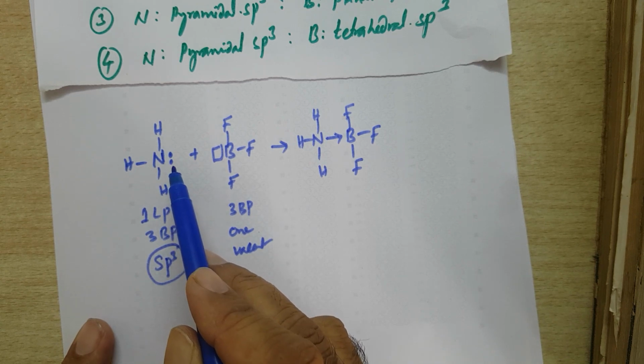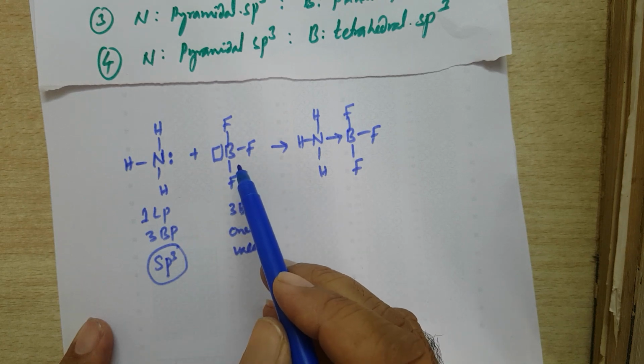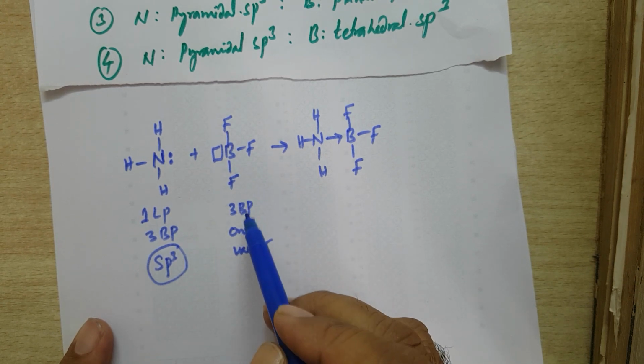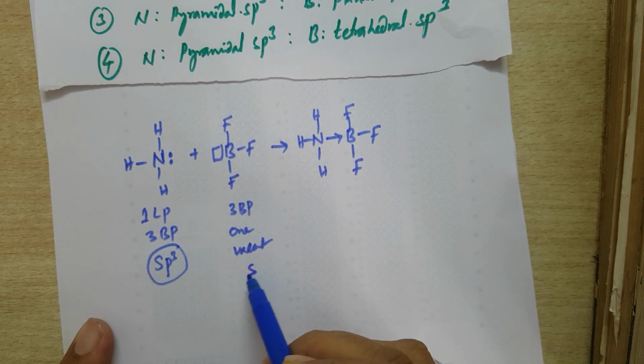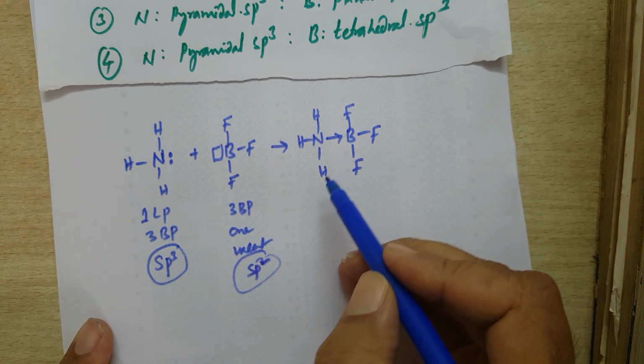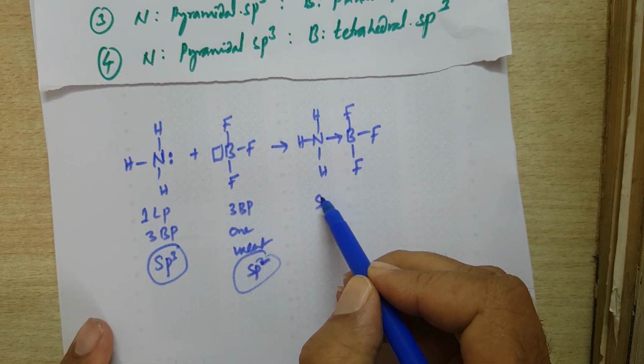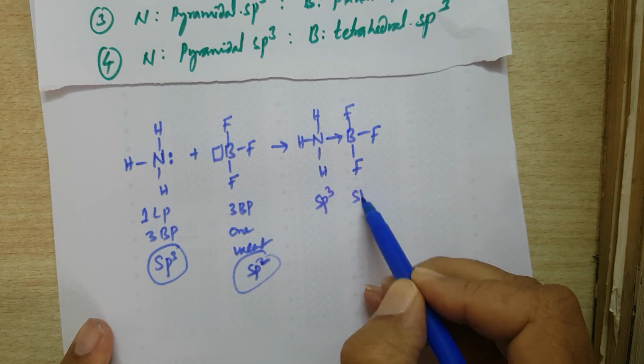Due to the presence of 1 lone pair, the structure is pyramidal. And BF3 has only 3 bond pairs, sp2 hybridization without any lone pair, trigonal planar. Here check this one: in the complex, both show sp3 hybridization.